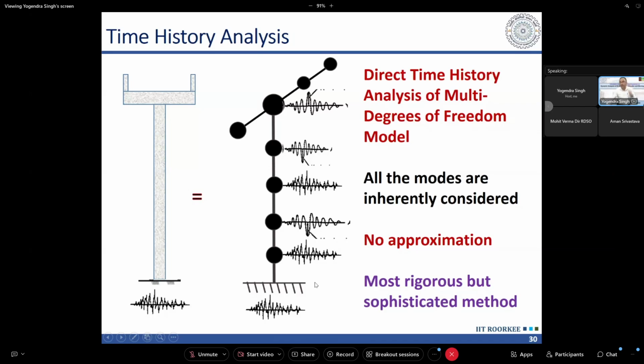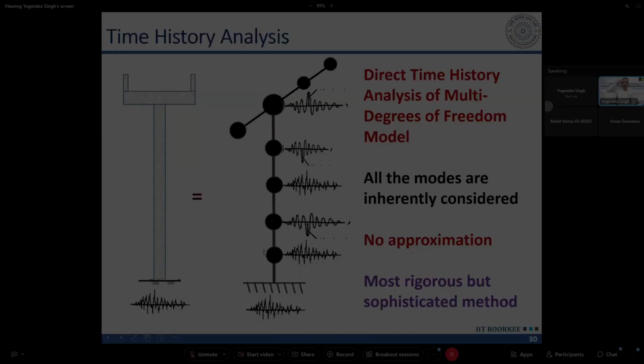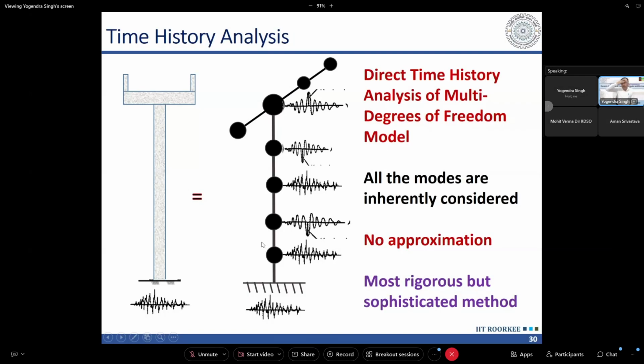It will take a lot of computer time because here the size of the problem will become large and it will go on increasing depending on the refinement in the mesh you are doing. The more degrees of freedom there are, the better, more realistic model you have, but more time it will require. In many cases, the time required may be prohibitive. So it may be difficult to analyze the full structure with this direct time history analysis. But nevertheless, this is the most important, most accurate method which we can have for analysis of any structure.